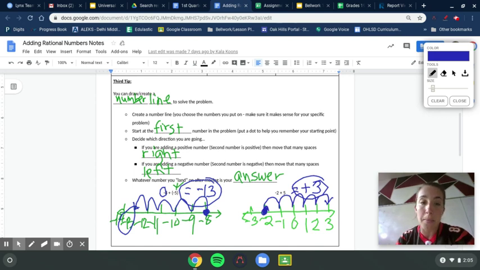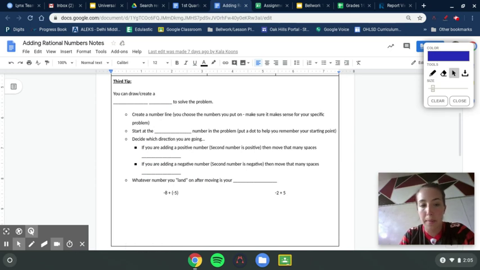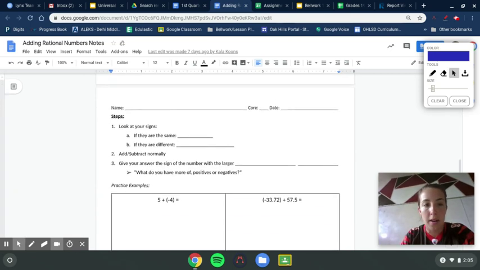However, sometimes the numbers are going to get bigger. So it's more than likely you're going to use the second tip to help you solve numbers that are larger or that are more rational numbers, meaning fractions and decimals. So I'm going to show you how to do that on the back. Okay, so let's go ahead and clear this up and go to the back here.